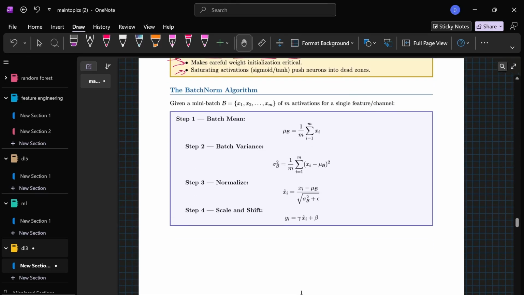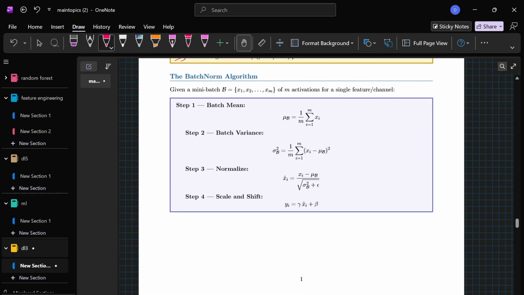Okay, moving forward to section 2, how it actually works. So now let us see how this actually works. I promise this is not as scary as it looks. Batch normalization works on mini batches, which are just small groups of training samples that you process together in one step. Now let's say we have a mini batch with m samples, and you are looking at one particular feature or channel.